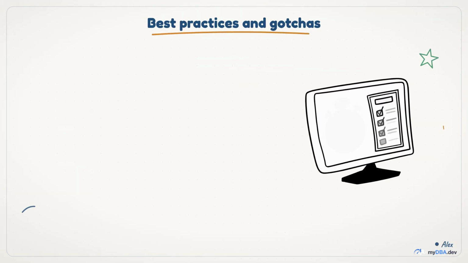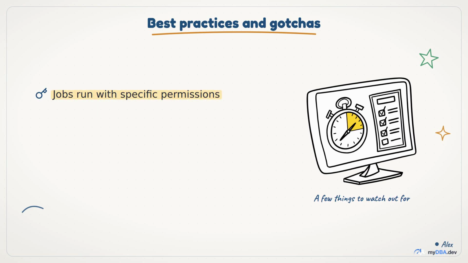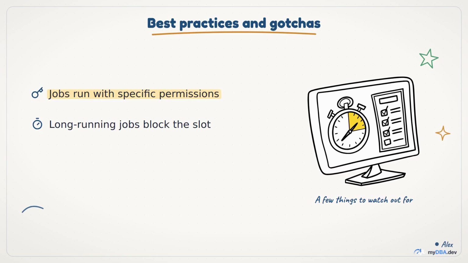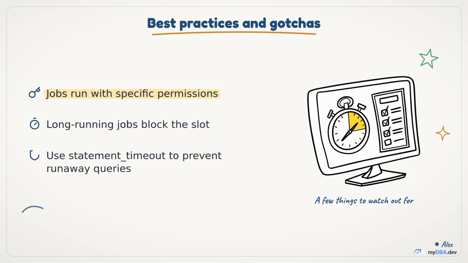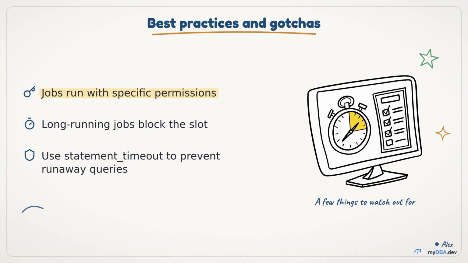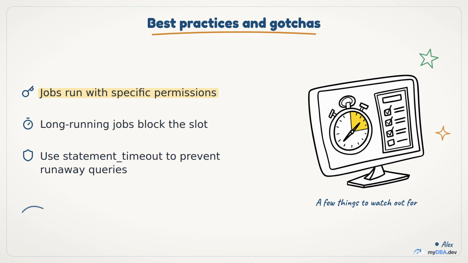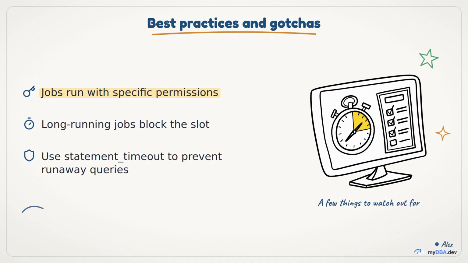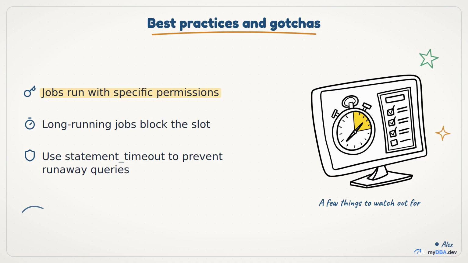A few things to watch out for. First, jobs run with specific permissions, so double-check your access if you're working across schemas. Second, pgcron has a limited number of worker slots. If a job takes longer than the schedule interval, it'll block the next run. And third, always set a statement timeout inside your job SQL. You don't want a runaway query holding a worker open forever.